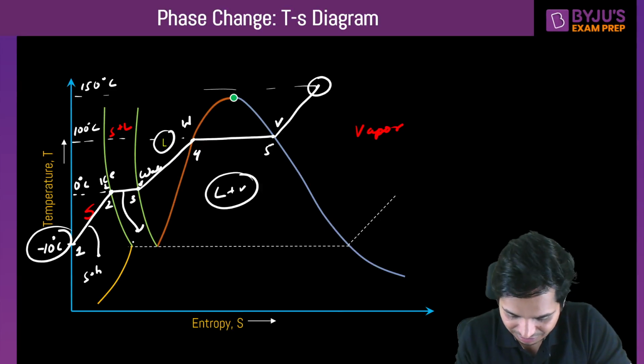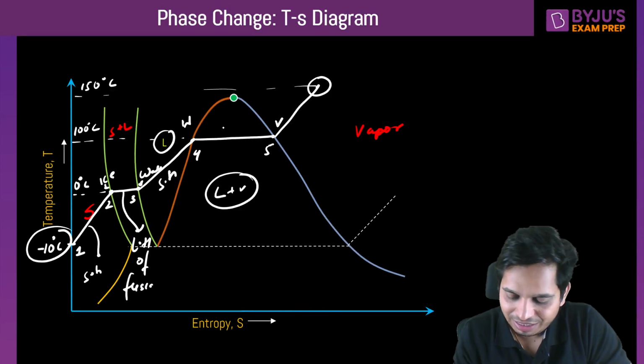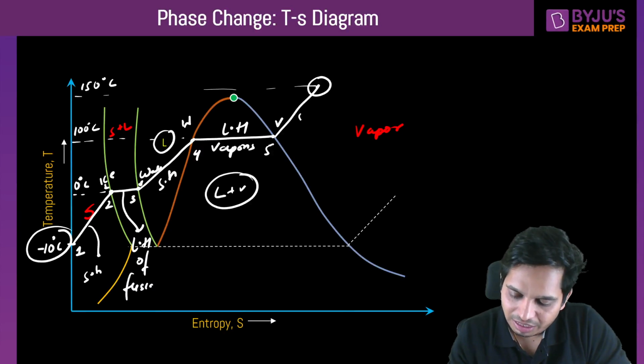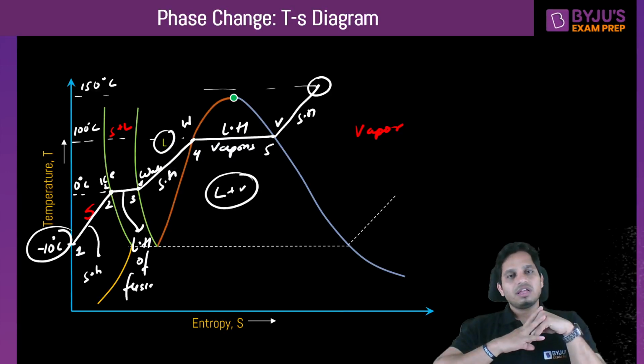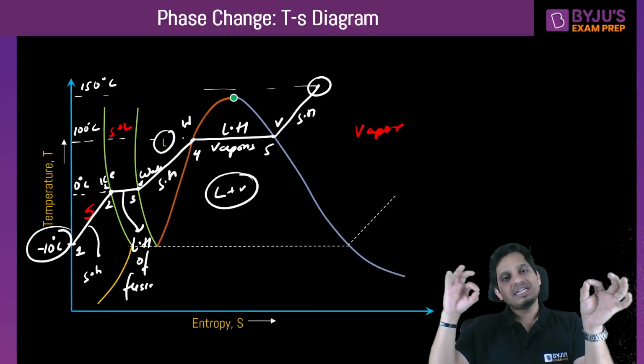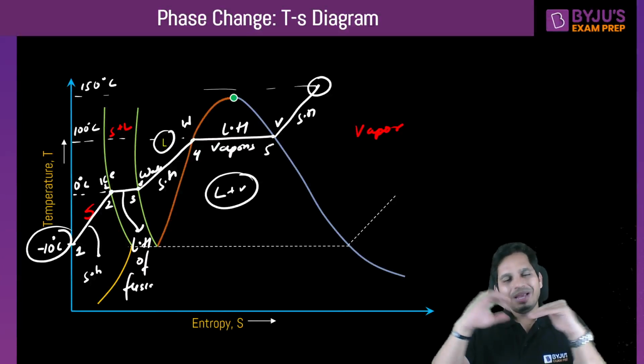This is latent heat of fusion. This is again sensible heat. This is latent heat of vaporization. And this is sensible heat. So I think by this session, by these three things, the concept of latent heat and sensible heat will be crystal clear.